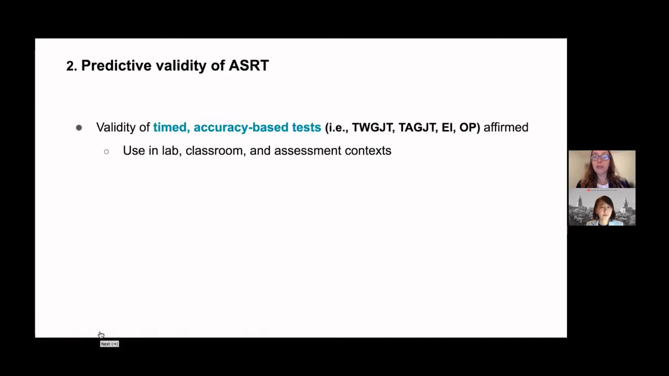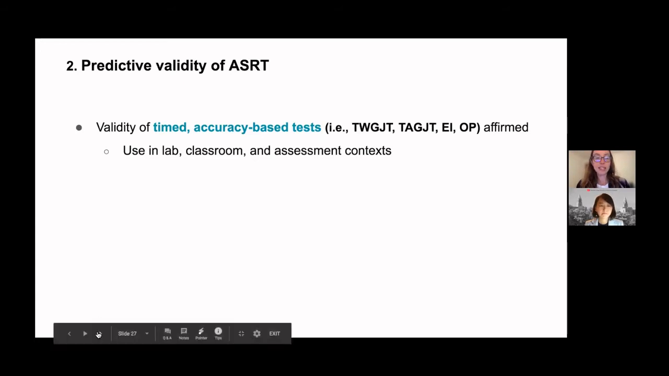With regard to the predictive validity of our four measures, that was supported for the alternating serial reaction time task, which predicted performance on the timed accuracy-based tests: timed auditory and written GJT, elicited imitation and oral production. These tests are in wide use in the lab, the classroom, and assessment contexts. And so this is basically affirming their validity.